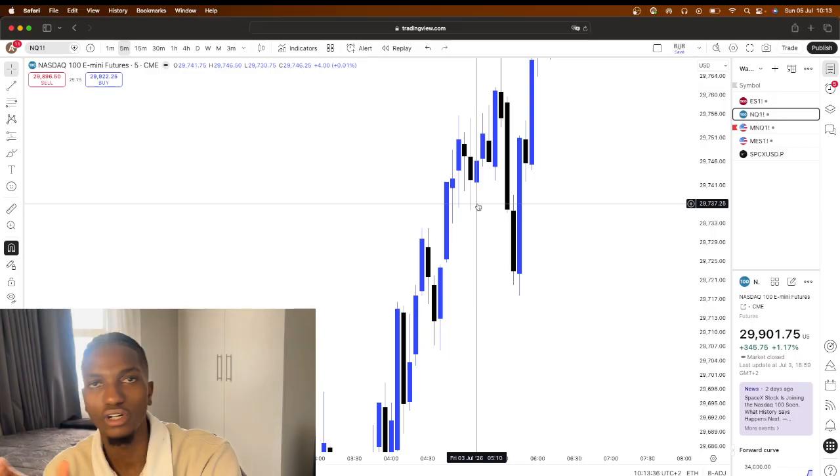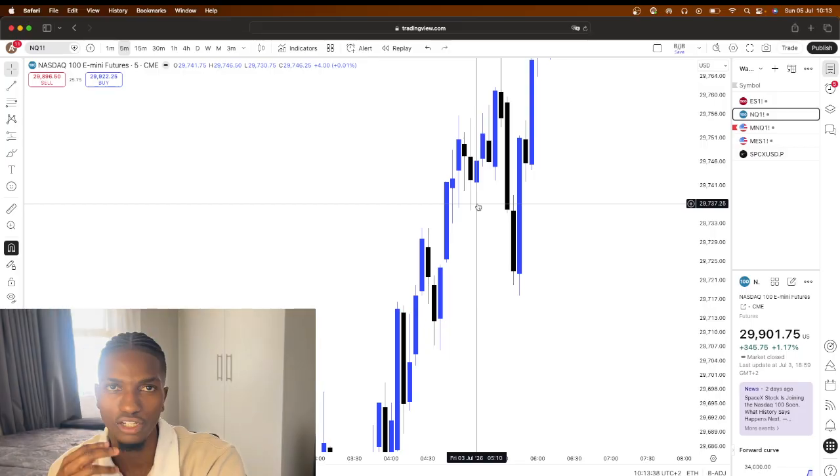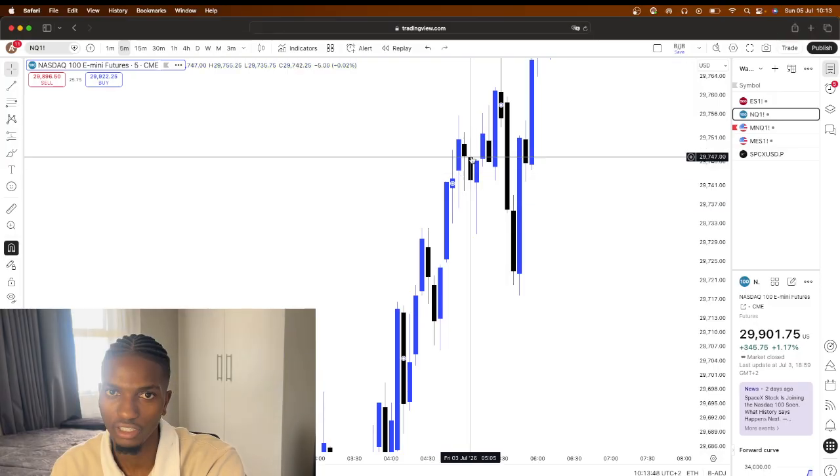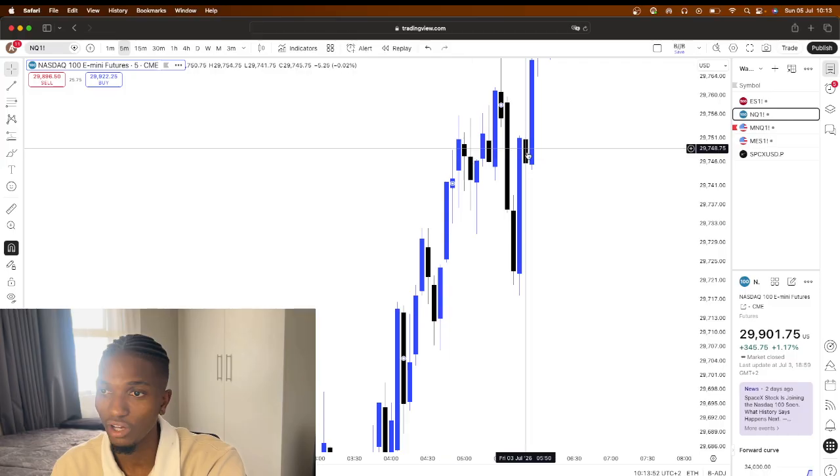Now when you read the candlestick size, you only focus on the body, right? The wicks, we don't care much about them. So the body is small. That means there were sellers at this period of time. However, there were not a lot of them.